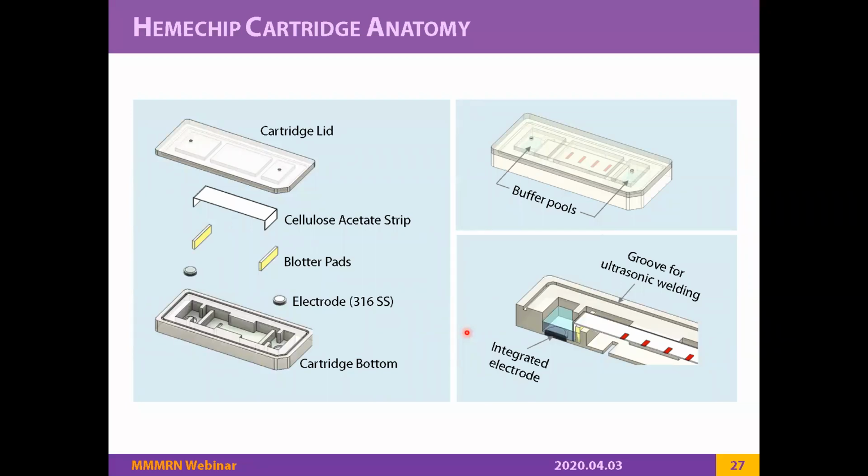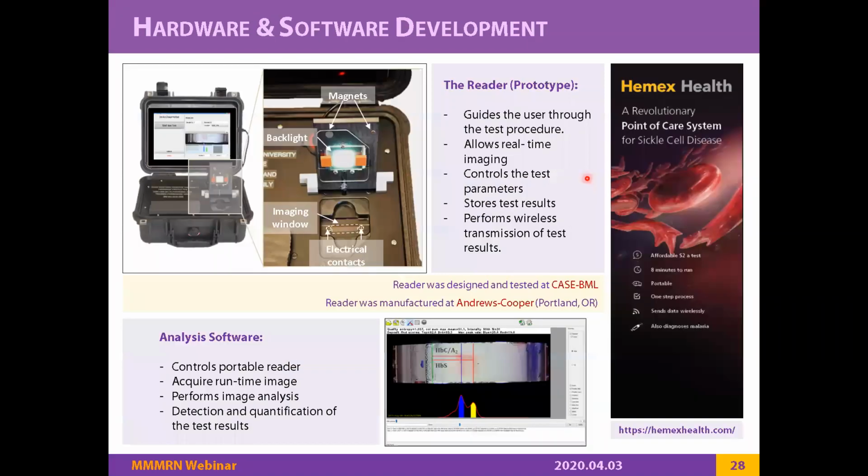So we're looking at the cartridge now. This is the cellulose acetate strip where the hemoglobin gets separated, and we have all these components to facilitate the test. These are the electrodes to apply the external voltage, and we have an in-chip blotting system that controls the wetness of the paper when you run the test. Once we have the samples and buffers loaded, we can run the test, and that separates the hemoglobin, and then we identify and quantify the hemoglobin types.